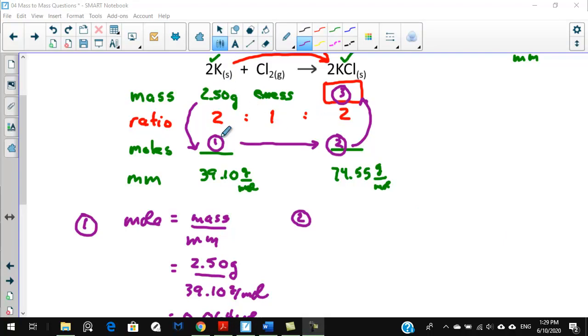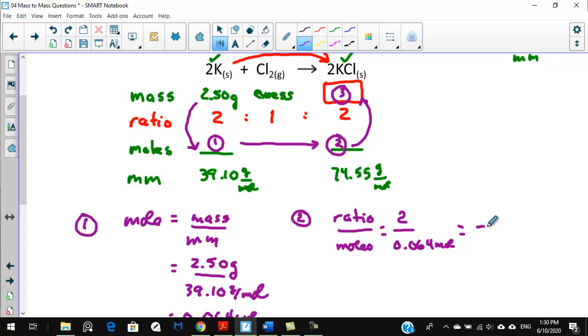So what we're going to do is look in this column first, the potassium column, and write down the number that's in the ratio. So that's the 2, and we're going to put it over top of the moles that we have. So the number of moles. In the first column, the number in the ratio, or the coefficient as the other way to call it, is a 2. And we figured out that it's going to be 0.064 moles in that first column. And we'd like to know what's going to happen over here in the second column: how many moles are we going to make?